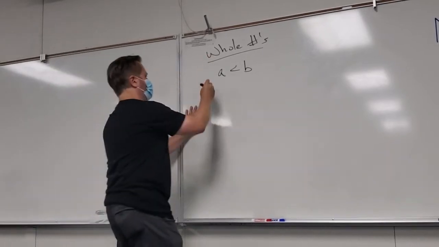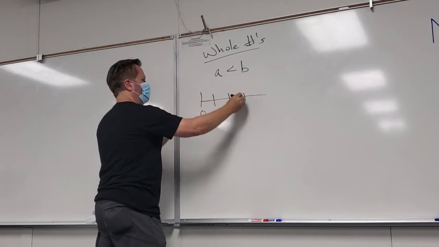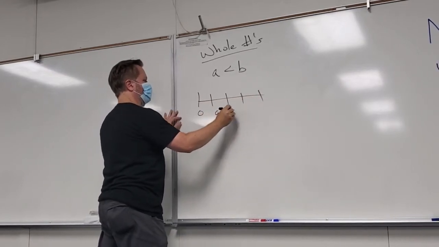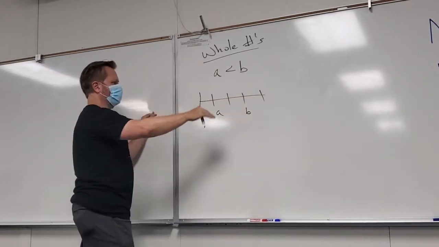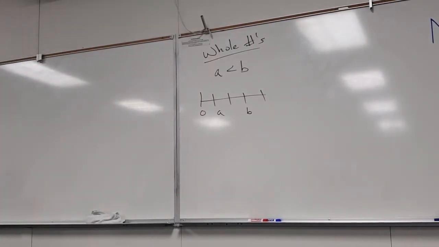That's what I'm talking about. I love the way you said that. If A is less than B, it must be closer to 0 on the number line. What else? What's another way to think about this?